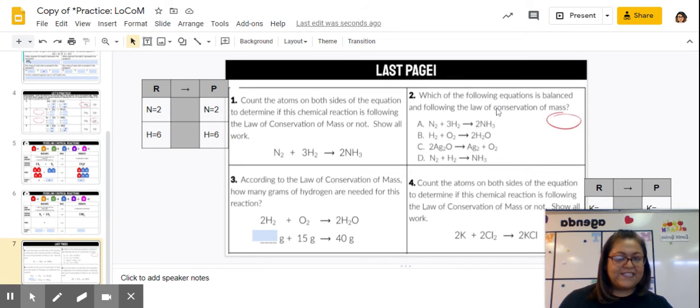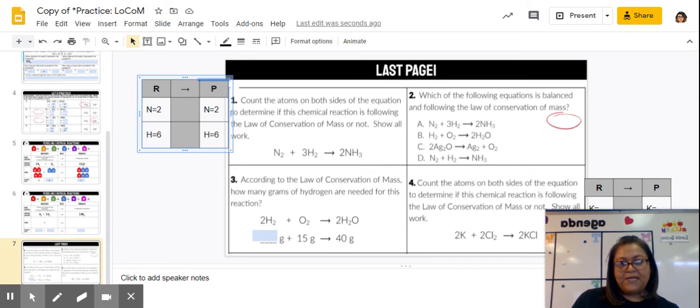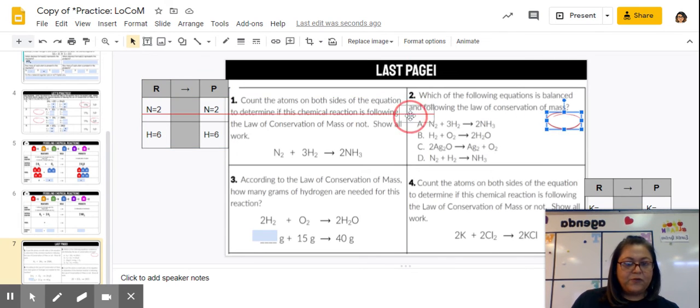Over here, which of these is balanced? So I might need to use some scratch paper and kind of make my tables, or I guess I could even copy these tables if I wanted to and make enough of them so that I could go through all of these, and then I'm going to circle which letter is the balanced one.